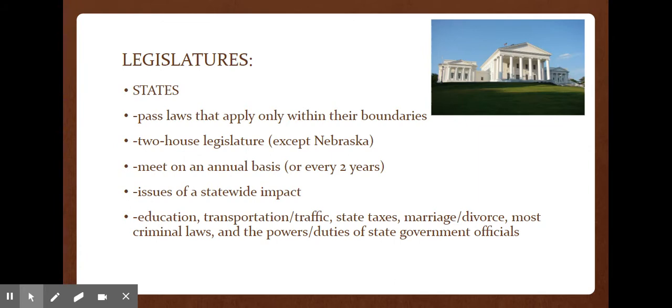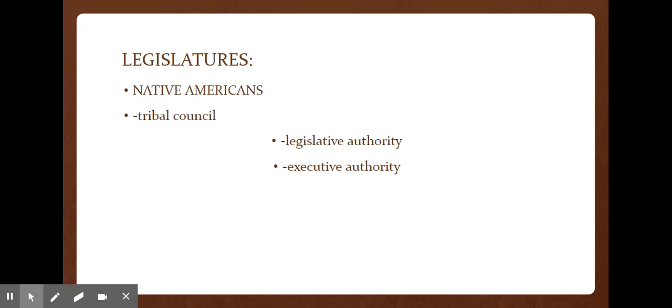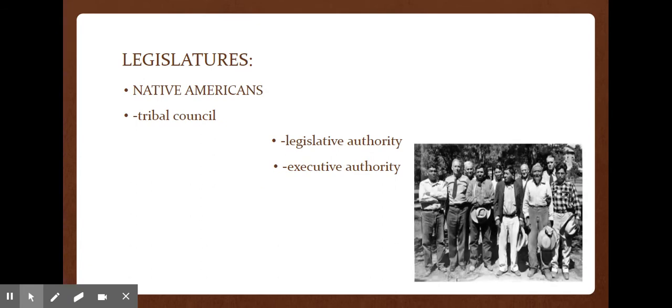Now, back to the other legislatures. Another form of legislature is a tribal council. Now, this deals specifically with issues for Native American tribes. Okay, and it was one of the powers that the government gave to the tribes as we began placing them on reservations and we began moving them out west and giving them tribal lands.